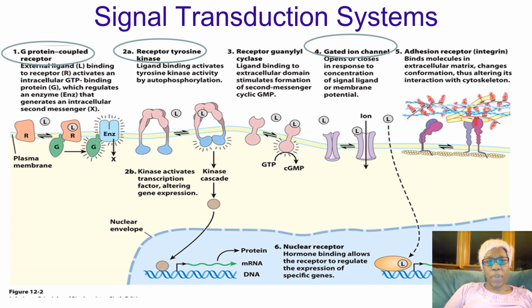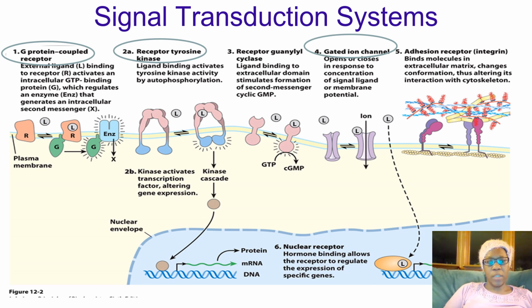The second very well studied system is the receptor tyrosine kinase, where the ligand binding activates a tyrosine kinase. It gets autophosphorylated. That autophosphorylation leads to a molecule that can go to the nucleus of the cell and turn on gene translation and transcription. We'll learn about that in the next lecture.